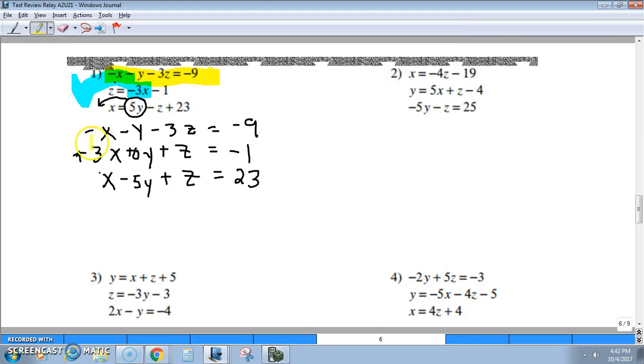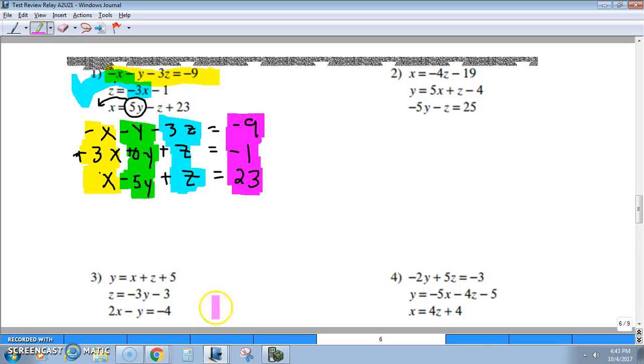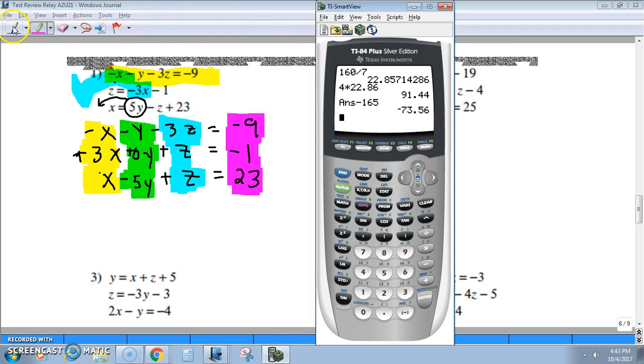So let's do yellow. X is yellow. I have x, x, x. Good, it's all in a row. Let's make y green. Y, y, y, it's all in a row. And then z can be blue. Z, z, z, it's all in a row, so I know that that's correct. And then one more. Our answer on this side is pink. So everything's in a row. This is exactly what I wanted. So I'm going to put it in the calculator.